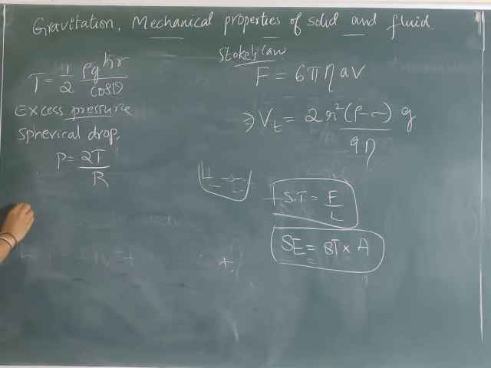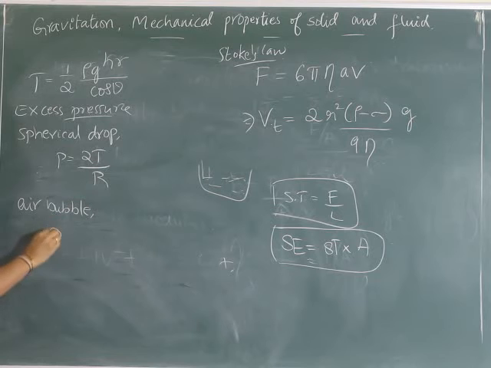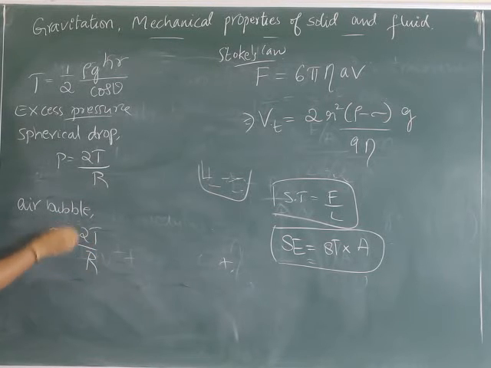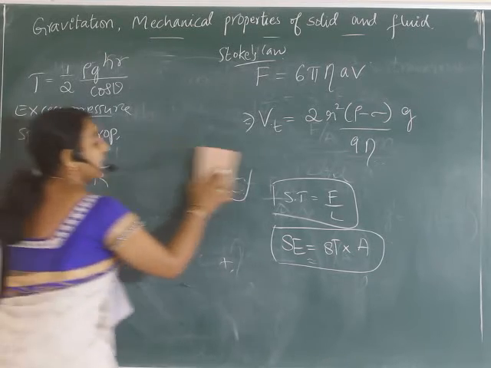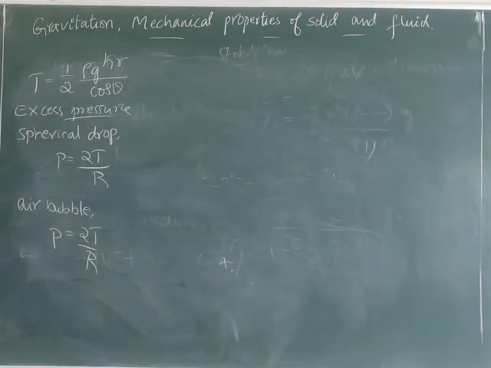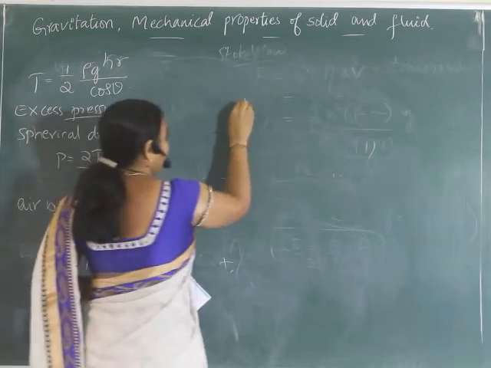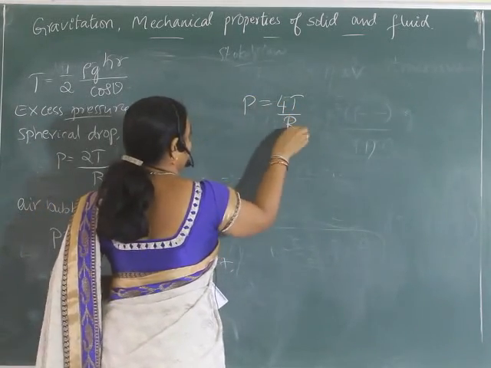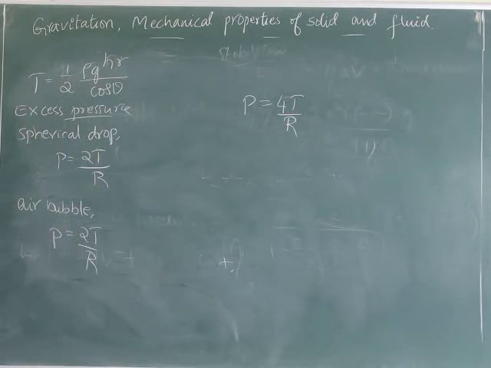Expression for the excess pressure inside an air bubble. Next, inside the air bubble, P is equal to 2T by R. It is the same. Inside the spherical drop and inside the air bubble, the expression for the excess pressure is one and the same. But for a soap bubble, the excess pressure is P is equal to 4T by R. Expression for the excess pressure inside the soap bubble is 4T by R.